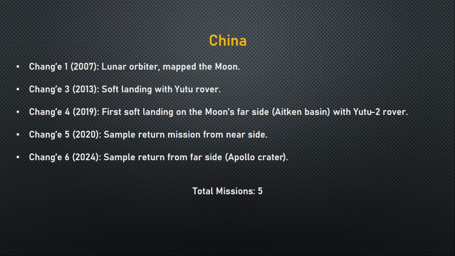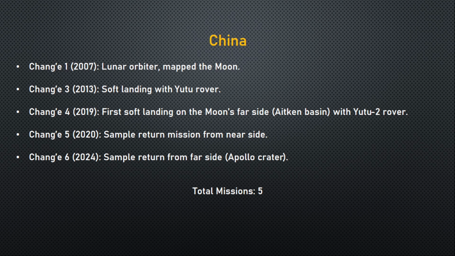So in 2007, they sent the lunar orbiter to map the moon. Then also in 2010, they sent a spacecraft, Chang'e. Sorry, I forgot to include it here. Chang'e 2 in 2010. Then you have Chang'e 3 in 2013. It did a soft landing with the Yutu rover.